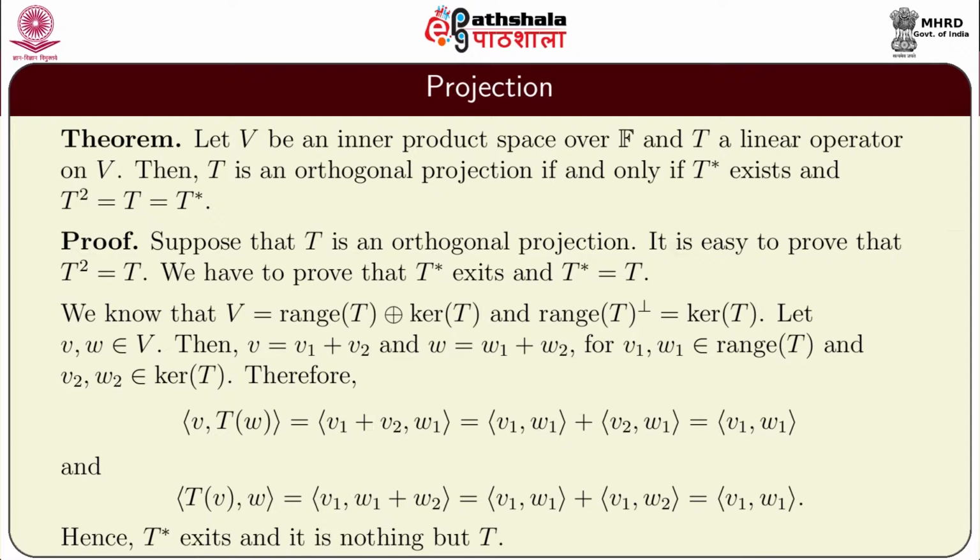We know that V is the direct sum of range of T and kernel of T, and range of T perp is kernel of T. Let v and w be two vectors, then we can write them as v = v1 + v2 and w = w1 + w2, such that v1 and w1 are in range of T and v2, w2 are in kernel of T. This gives us that the inner product of v with Tw, that is inner product of v1 + v2 with w1, is equal to inner product v1, w1 plus inner product v2, w1, and that is equal to inner product v1, w1.